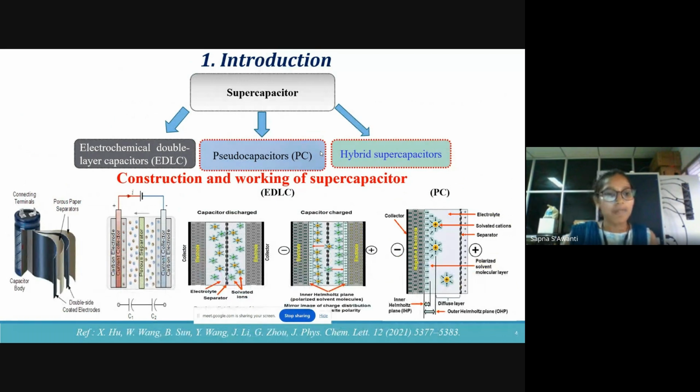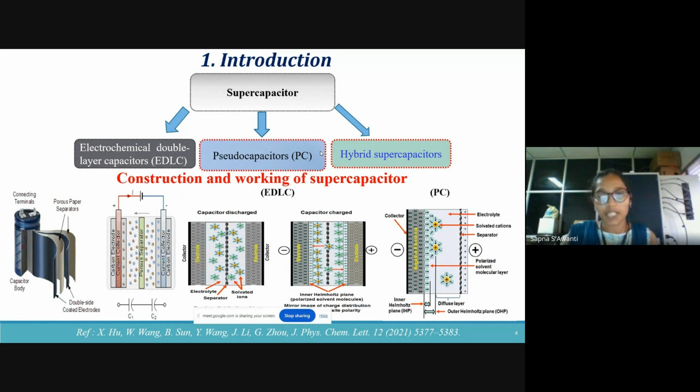Here is the construction of a supercapacitor. In construction, we use two current collectors, which are made of aluminium, and two electrodes, which are made of activated carbon, and in between we use an electrolyte and a separator. And here is the working of the supercapacitor. In an EDLC supercapacitor, there is a formation of an electric double layer. Therefore, these are called electric double layer supercapacitors.